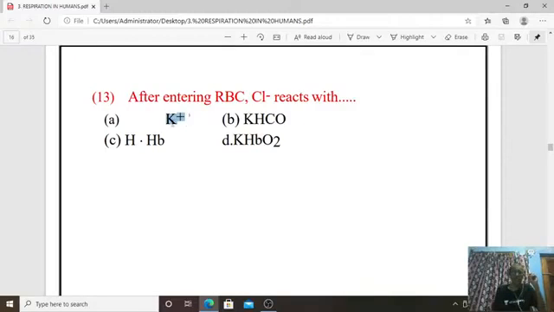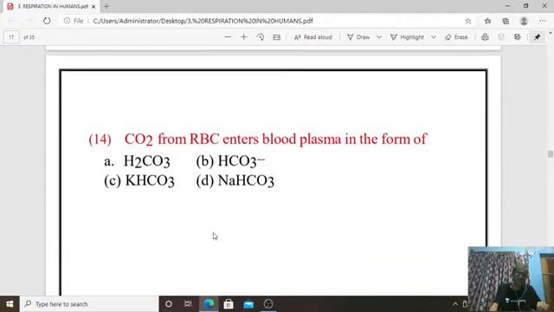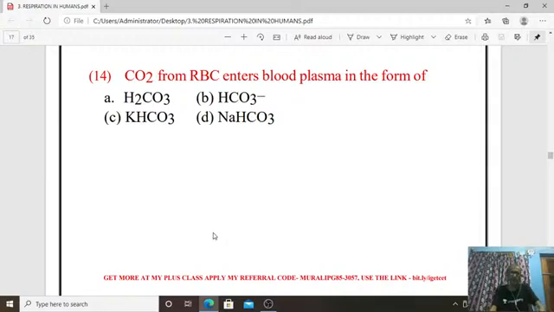So the answer is A for the 13th one. Next, the 14th question: carbon dioxide from RBC enters blood plasma in the form of what? It is HCO3 minus, the bicarbonate ion.